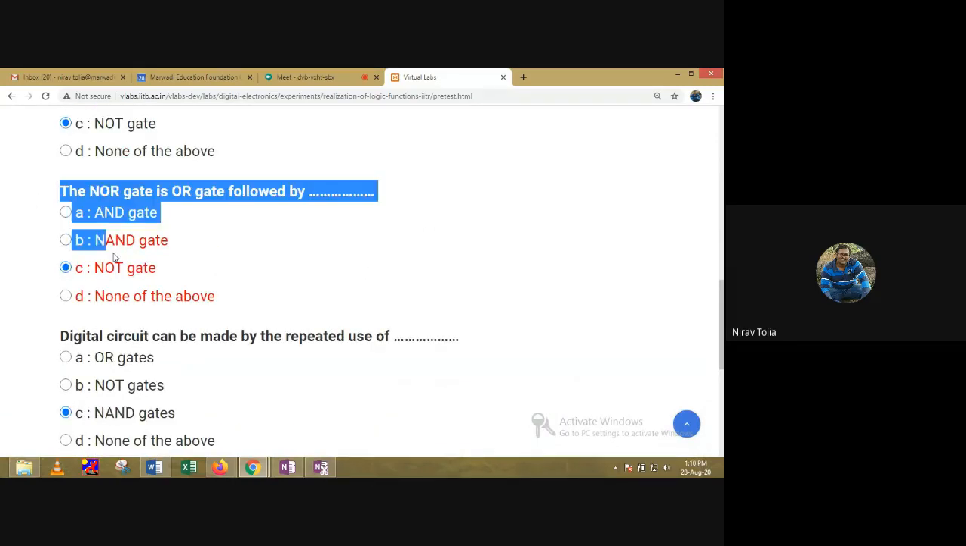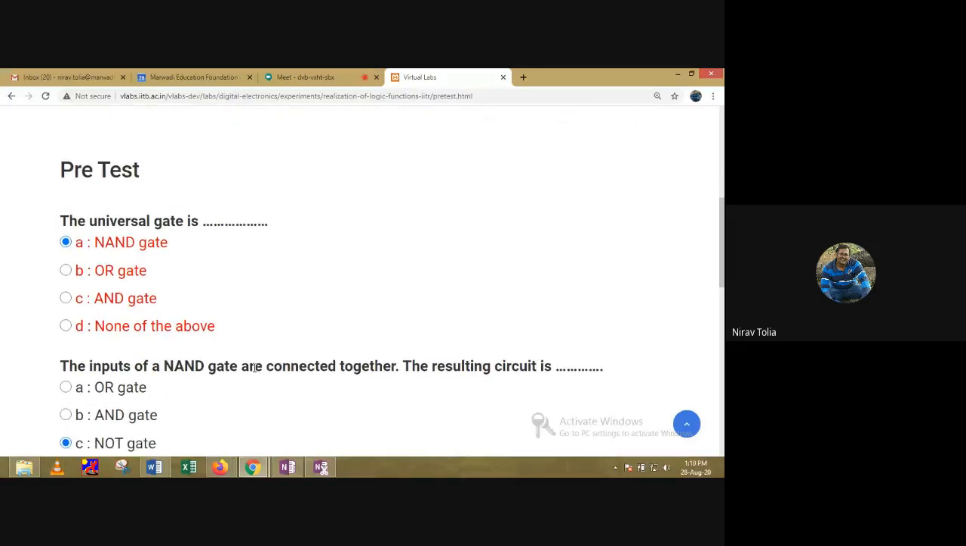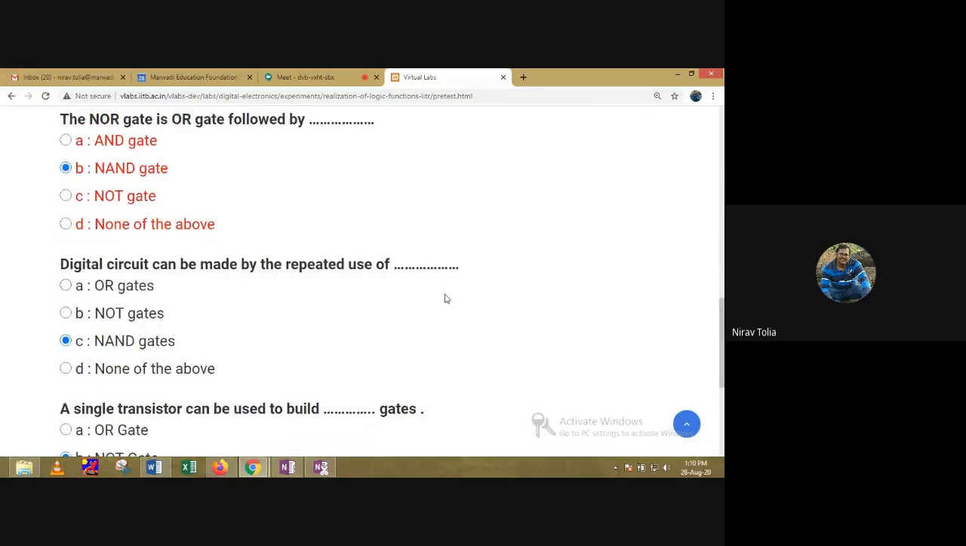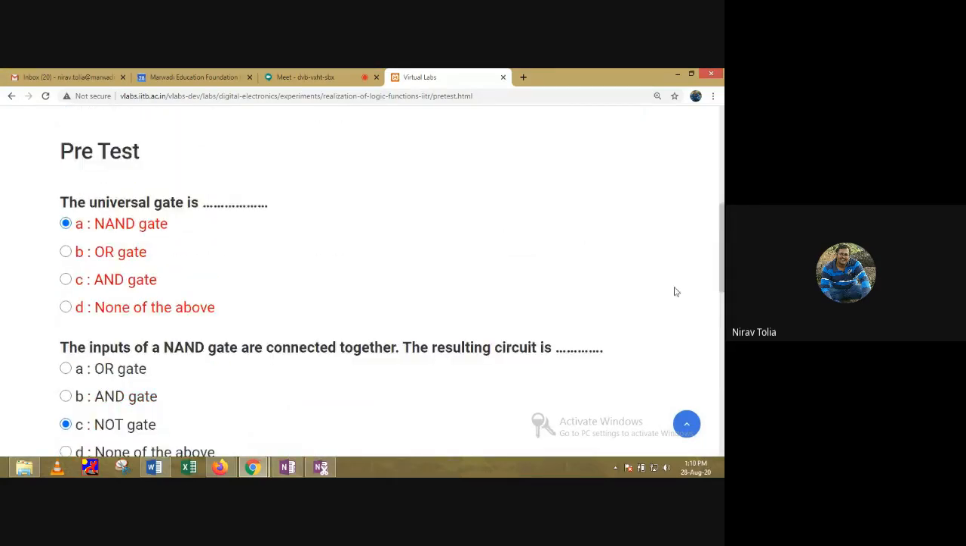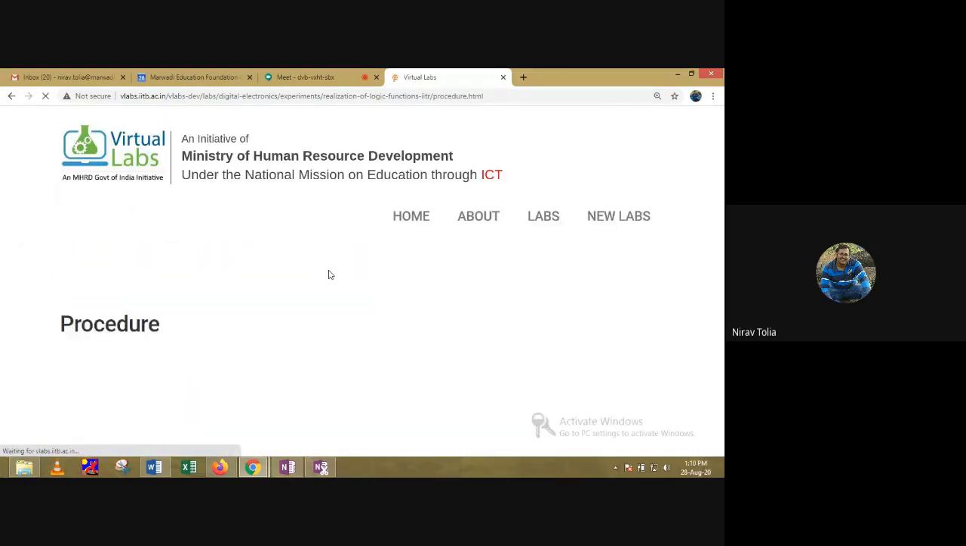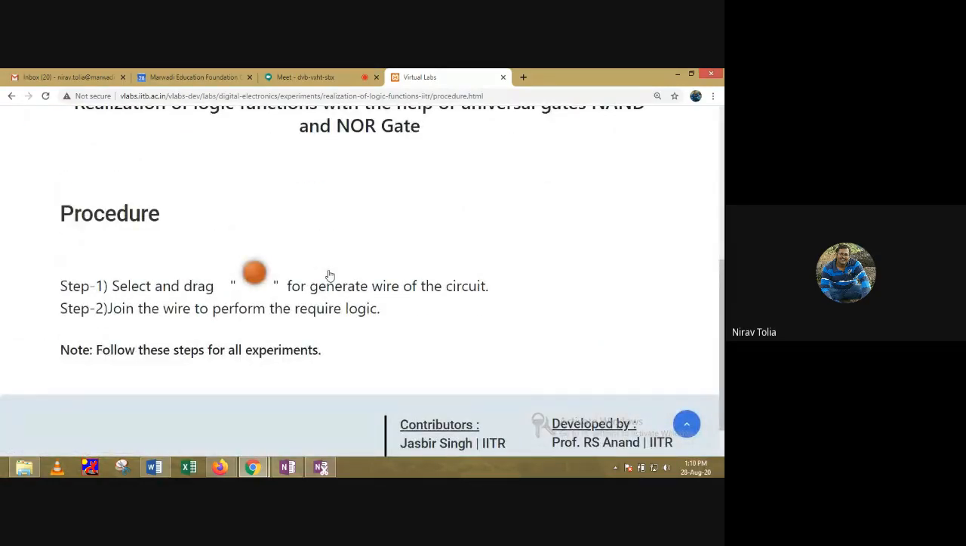So now this question number 3 is wrong, and this question is wrong, but our actual answer is right. So there is some mistake in this. Now for the procedure: select and drag to generate the wire of the circuit and join the wire to perform the required logic.